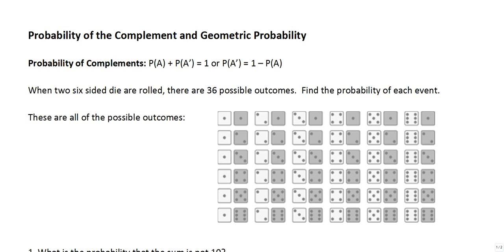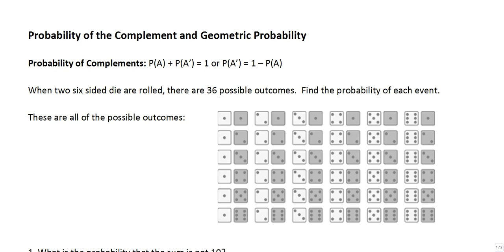So the notation is the probability of A plus the probability of the complement of A is equal to 1. I've also seen notation where you have a bar over A, and that's also considered a complement. And I've also seen probability of not A, which means everything except A. So there are different types of notation for complements, just so you are aware of that.